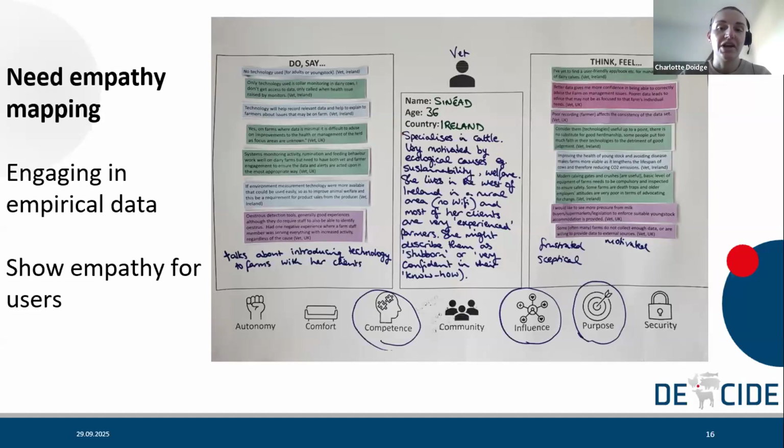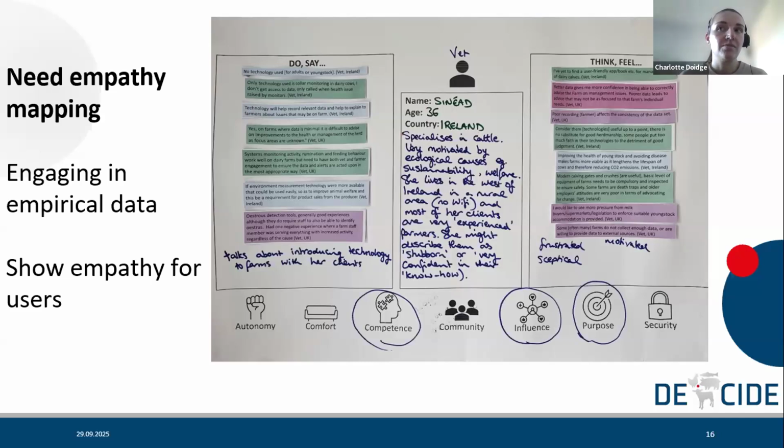And then what we did was we had a lot of pieces of card, and on the cards were real quotes from the focus groups and the survey that we did. And the participants could sort through these quotes and stick on their empathy map what they thought represented their farmer or vet in terms of what that user was doing, saying, thinking, or feeling.